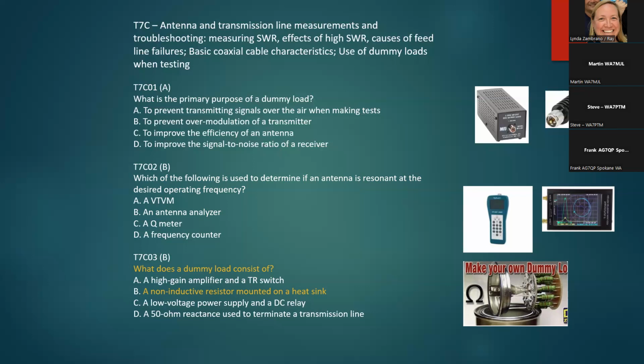And why they are non-inductive loads is that if they are inductive resistors, wire wound resistors, they will actually change their resistance based on frequency. So you want to use non-inductive resistors. And here's an example down here in the picture where you have a bunch of resistors connected with an RF connector here on the front.